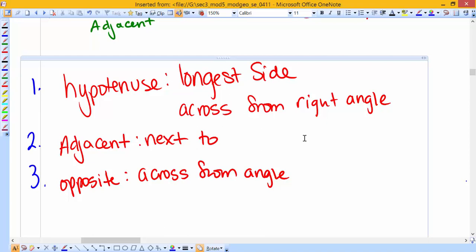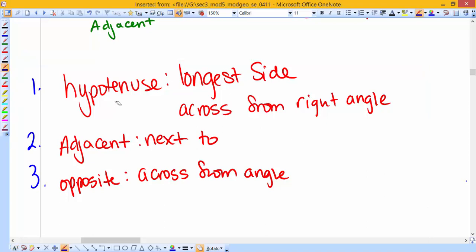So let's define those 3 terms. Hypotenuse is the longest side, and it is across from the right angle. That should always be the first side that you identify. Adjacent and opposite can be identified in either order. Adjacent is the side next to your theta. Whatever angle you're looking for, angle A, B, C, D, or theta, adjacent is the one that is next to it, but not the hypotenuse. You've already identified the hypotenuse.